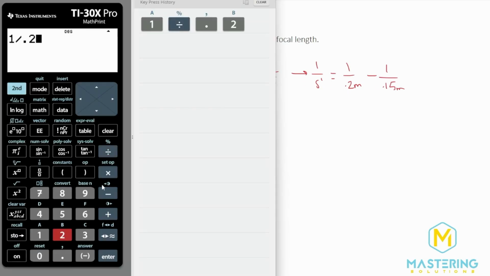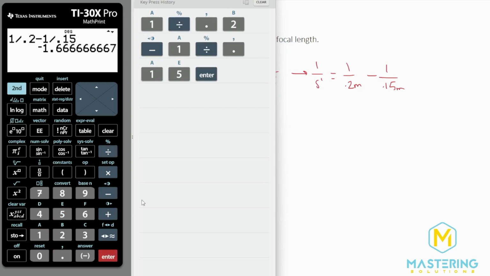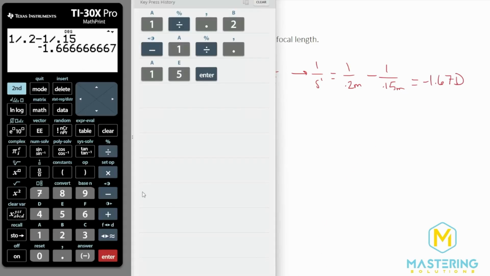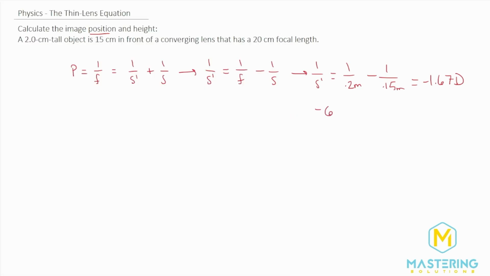1 divided by 0.2 minus 1 divided by 0.15 gives us a negative 1.67 diopters. And we want that in meters. So if we take the inverse of a diopter, that gives us a negative 0.6 meters or a negative 60 centimeters. So that's our answer for the image distance. And now we need to calculate the image height.